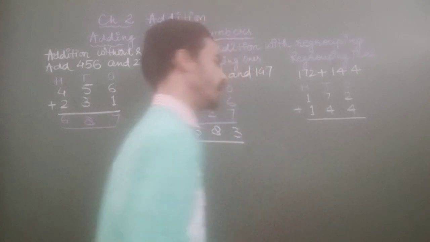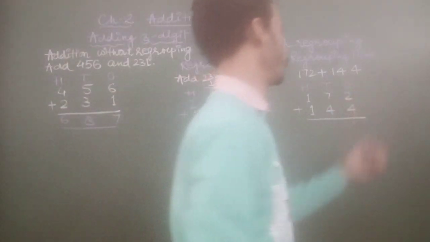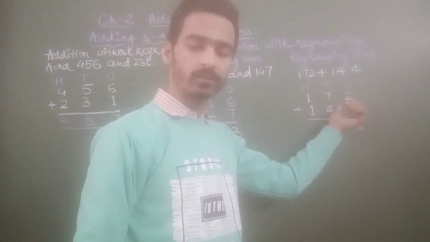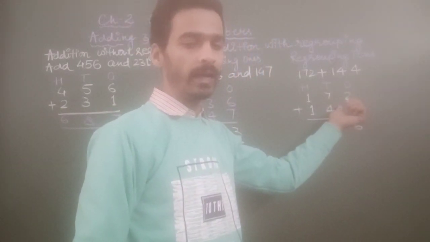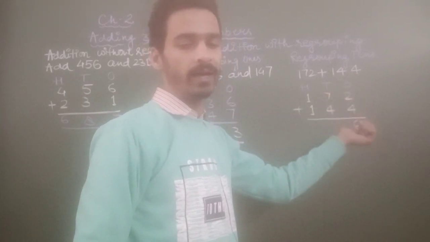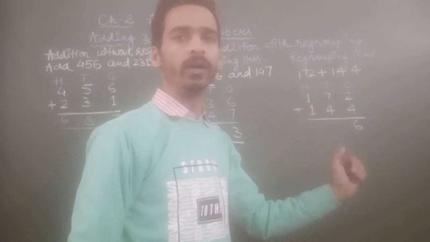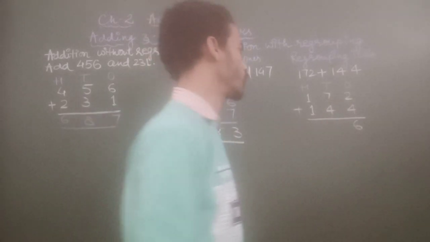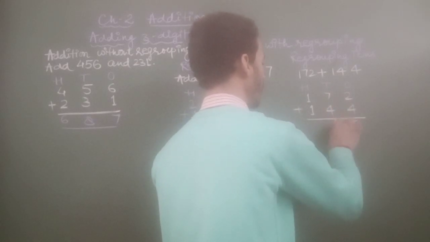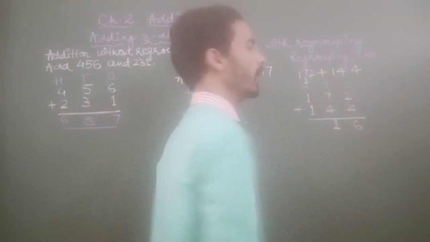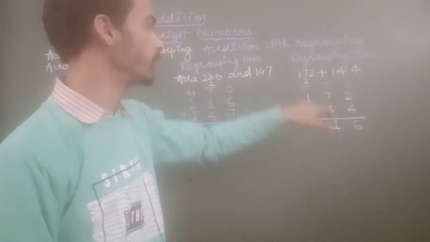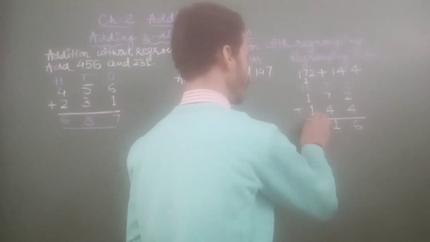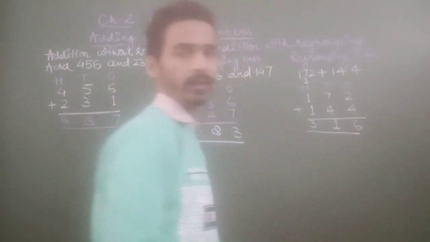In the first step, add the ones: 2 ones plus 4 ones is 6 ones. In step 2, add the tens: 7 tens plus 4 tens is 11 tens. Regroup 11 tens into 100 and 1 ten, and carry over 100 to the hundreds column. Now add the hundreds: 1 carried over plus 1 plus 1 is 3. So the answer is 316.